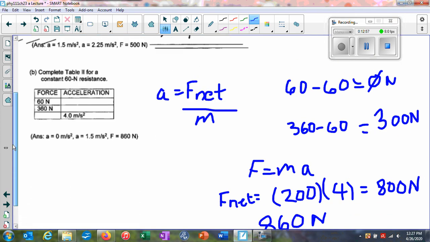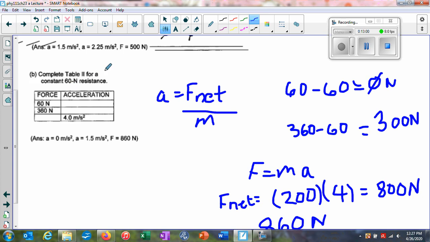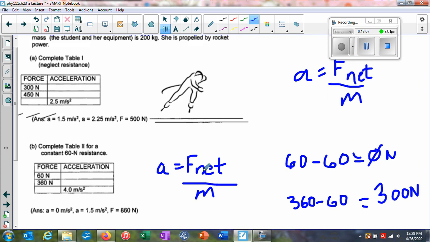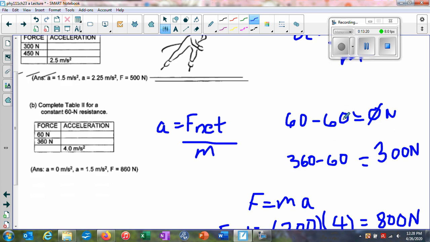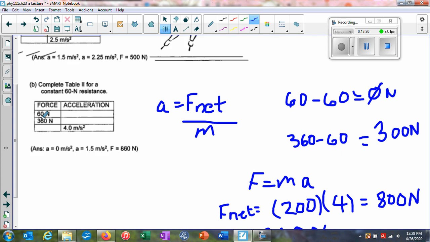For the second table, we've made it a little more difficult. This time I have a constant 60 newton resistance. I know that acceleration is still equal to the net force divided by the mass, but this time I have this 60 newtons of resistive force. So I have to take the force of propulsion and subtract that resistive force. You might want to draw a free body diagram. Here I have 0 newtons net force, so I get no acceleration there. In the second bit, I have 360 newtons of propulsive force minus that 60 newtons of resistive force, so I get 300 newtons net force. Divide that by the mass. That's where your answer is going to come from.